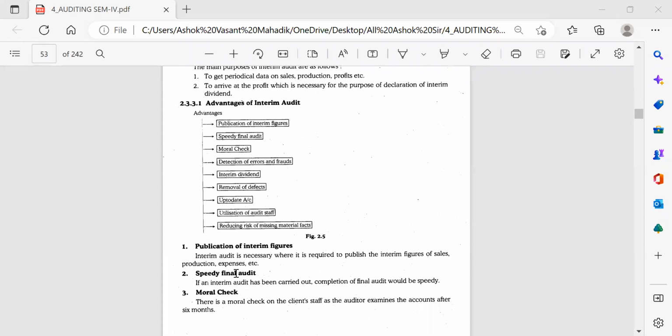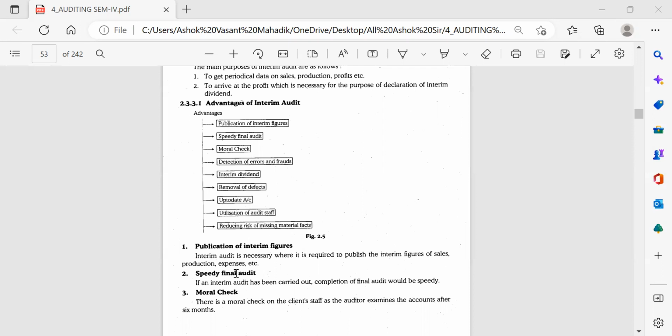Interim dividend is possible because we have already audited six months results. Removal of defects is done before the year end. The books of accounts are kept up to date because a six monthly audit is going to come, so they have to maintain the books up to date. Utilization of audit staff is possible because at least twice a year the staff is going to the client, so audit staff may get some work.